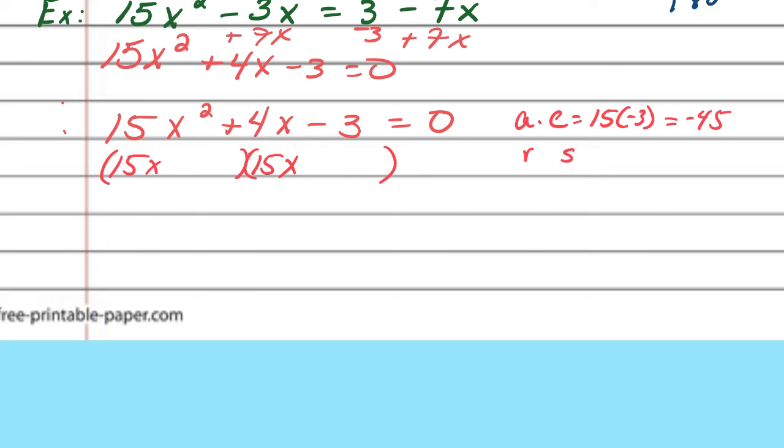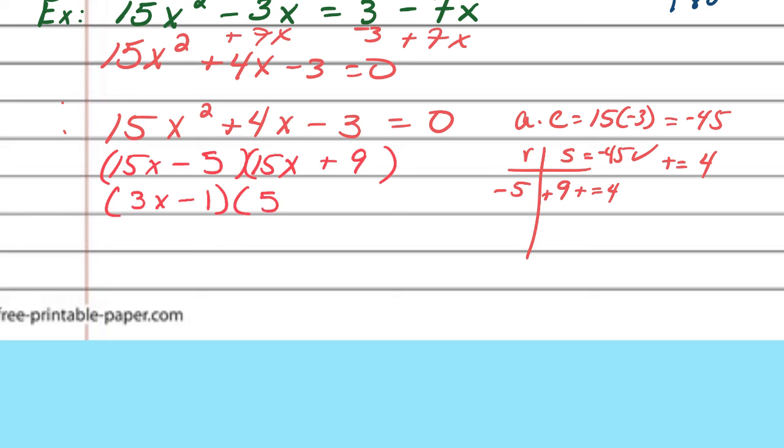So I need the numbers that multiply to negative 45, but they have to add up to equal 4, the b term. I'm thinking right off the bat 5 times 9 is 45, and to get a positive 4, I want the 9 positive and 5 negative. Now they add up to 4, and they multiply to negative 45. So I put in my negative 5, I put in my 9. Divide by 5, divide by 3.